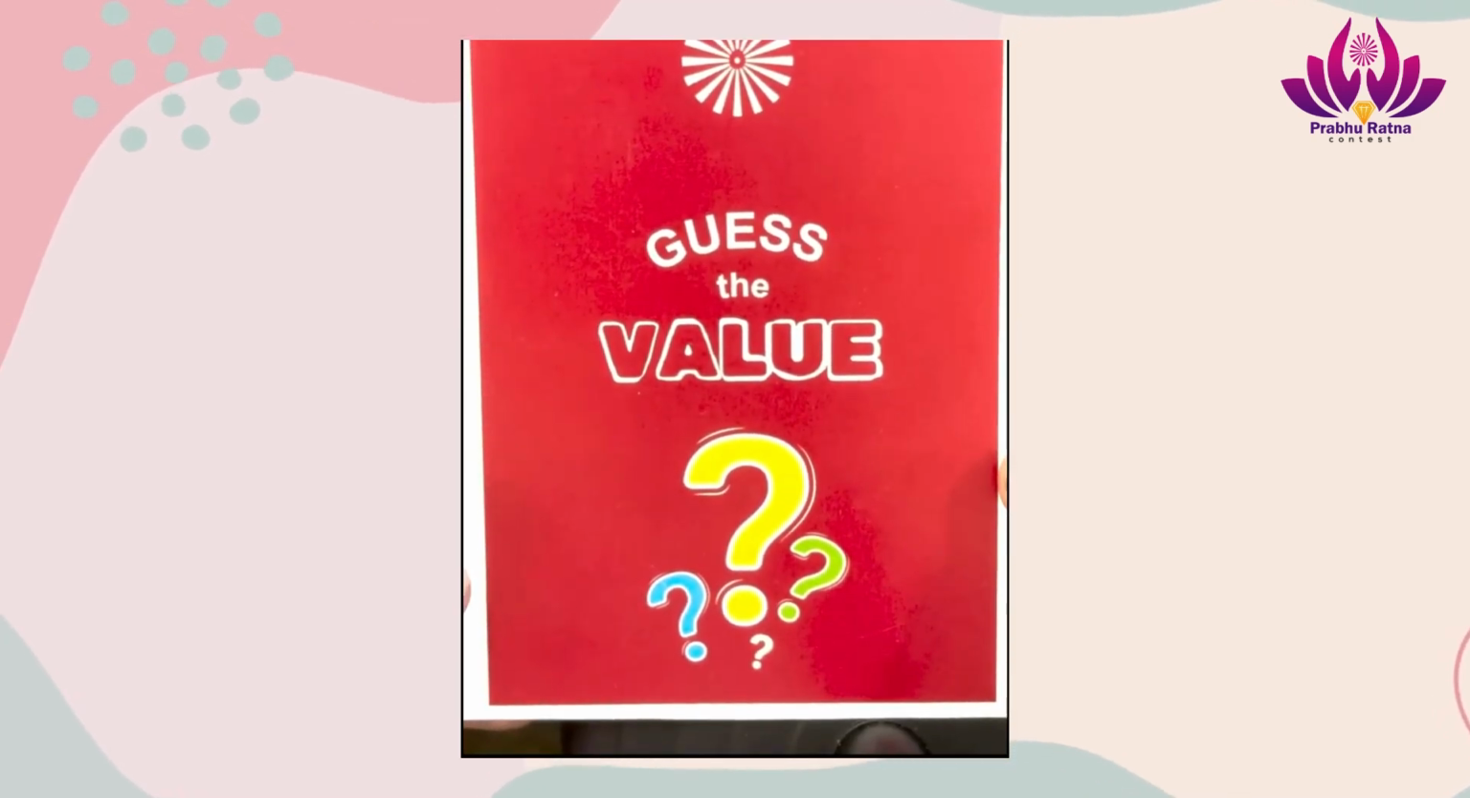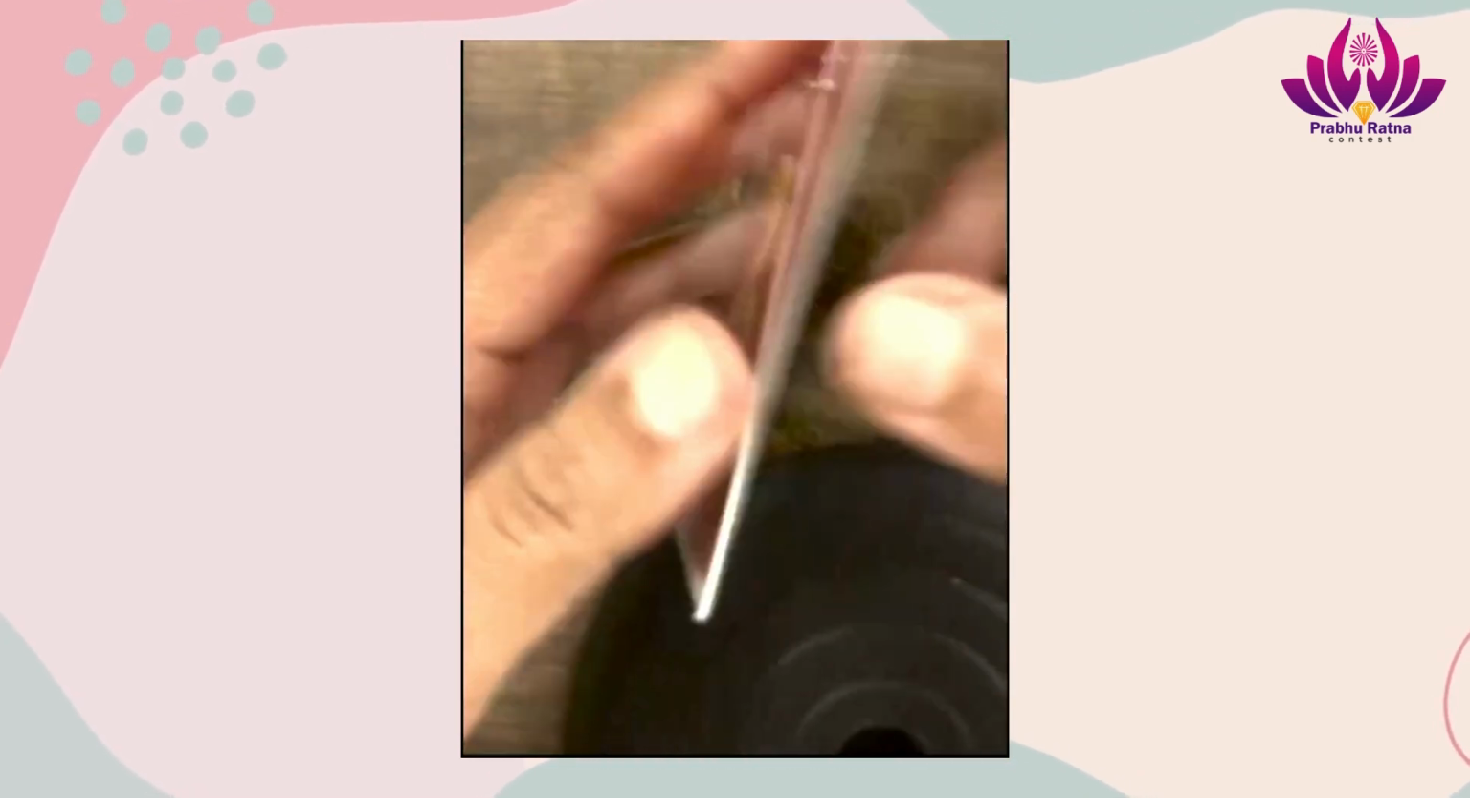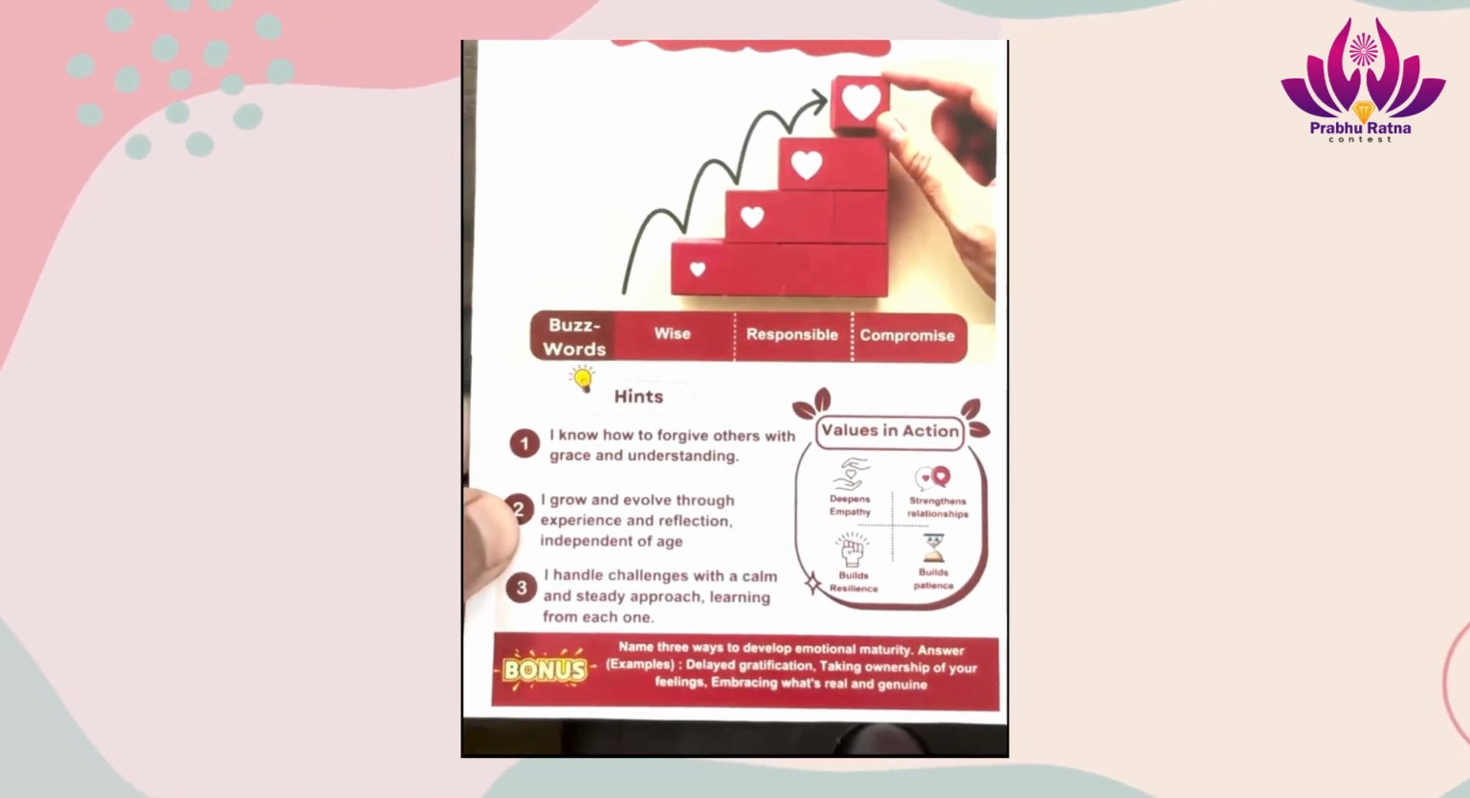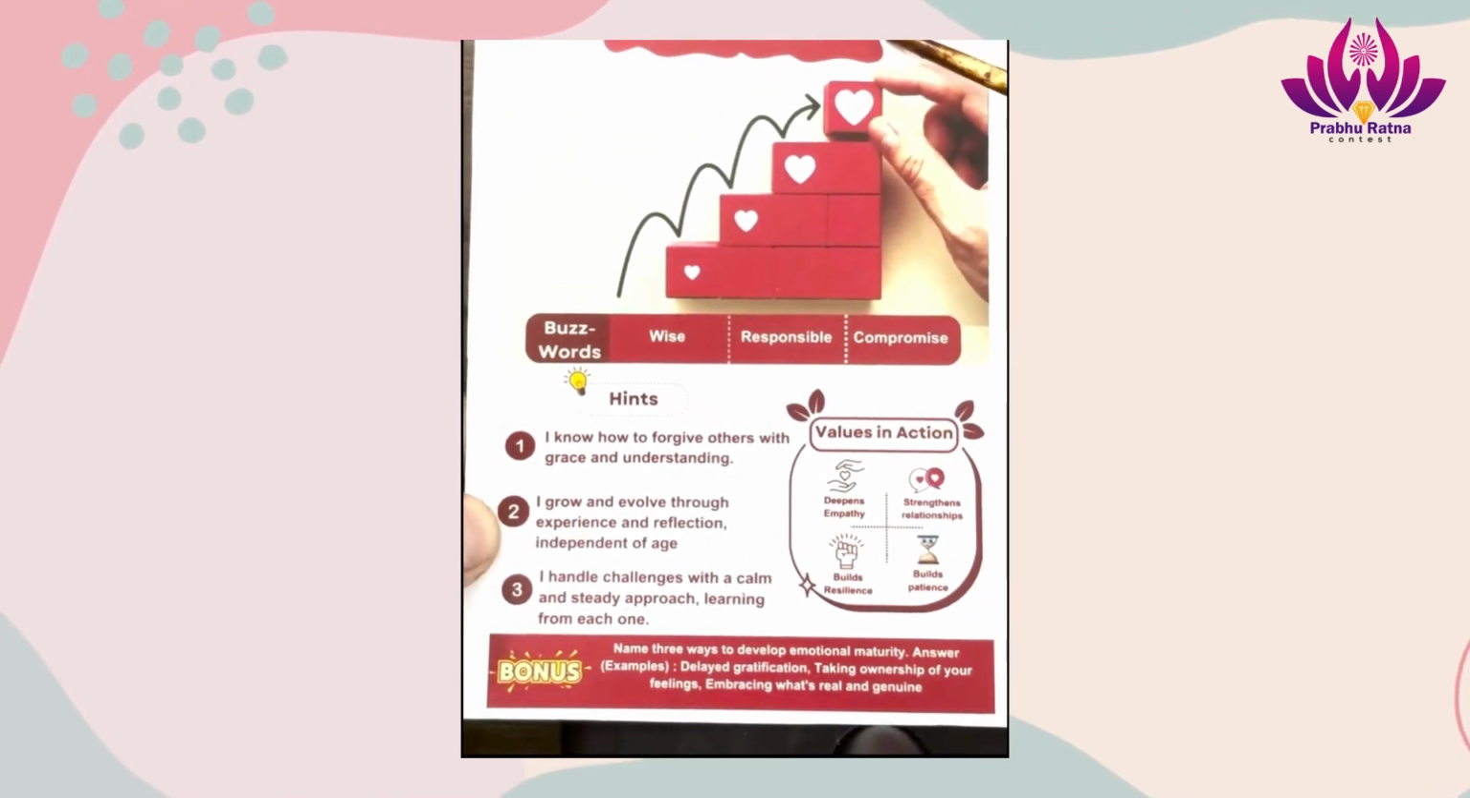First is a guess the value card. Second one is a sample yes or no question list. And third is the scorecard. We will see it in detail. So this is the back side of the value card. On the front side, we have the name of the value.